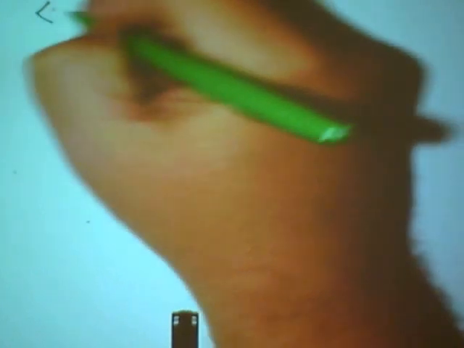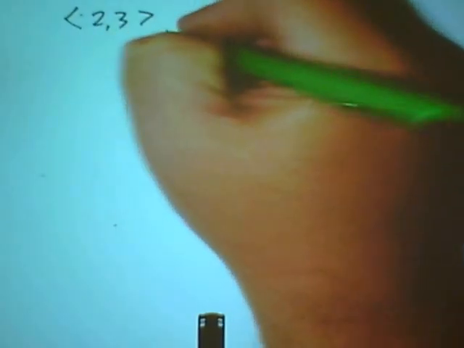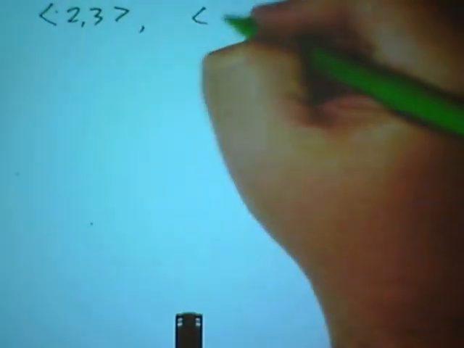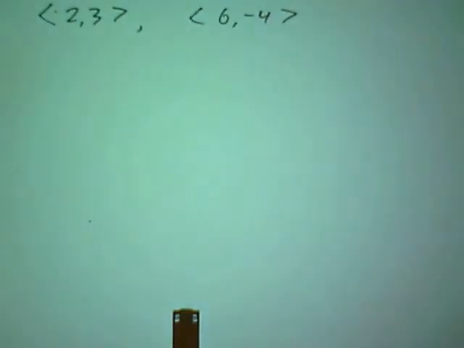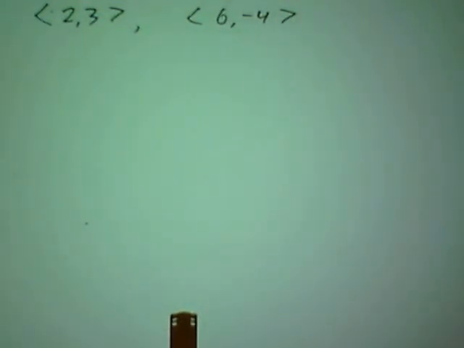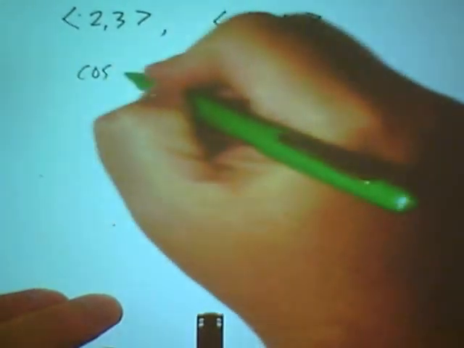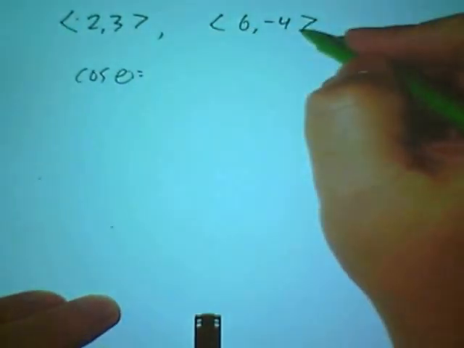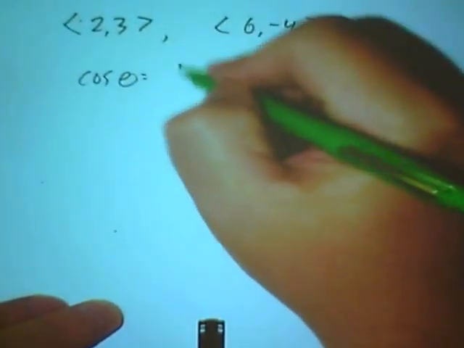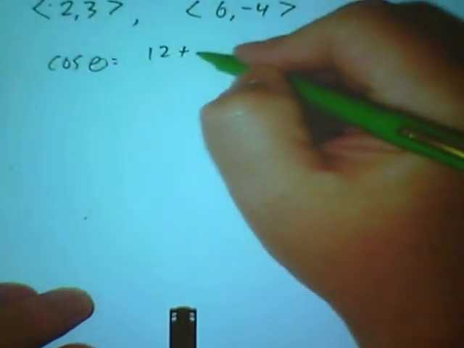Let's do one more. How about number 16? Once again, they've given us two vectors. In this case, it's the vector <2, 3> and the vector <6, -4>. And they want to know, are these two vectors orthogonal, parallel, or neither? Same equation. We're going to take the dot product at the top. So 2 times 6 is 12, plus 3 times negative 4.